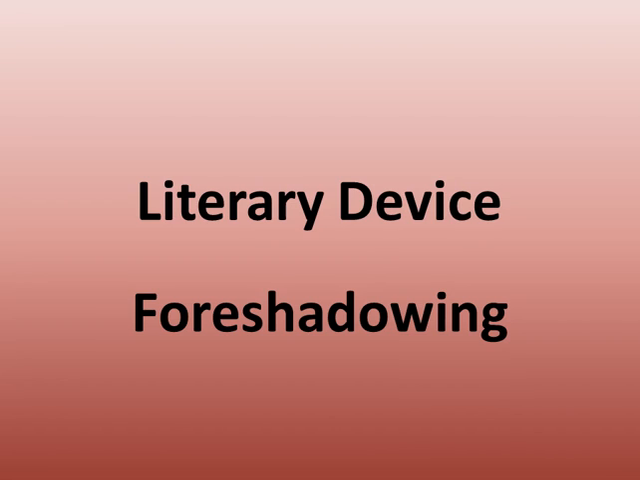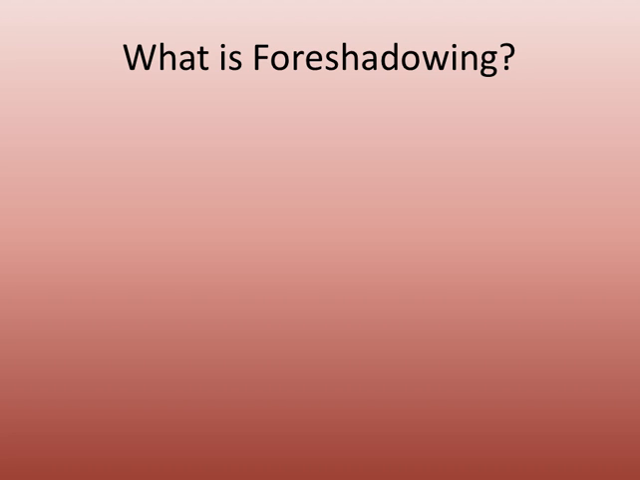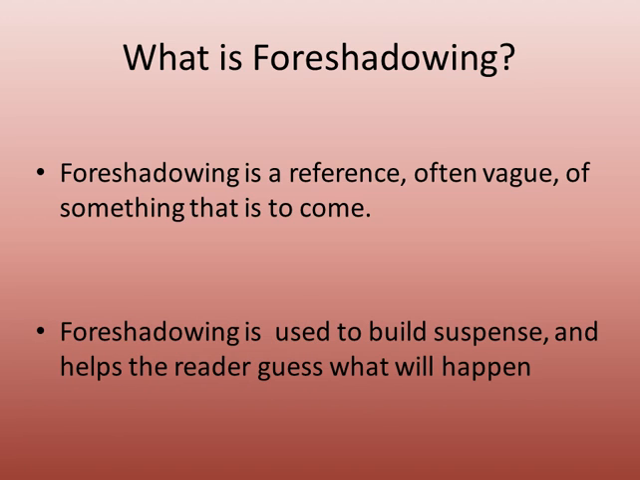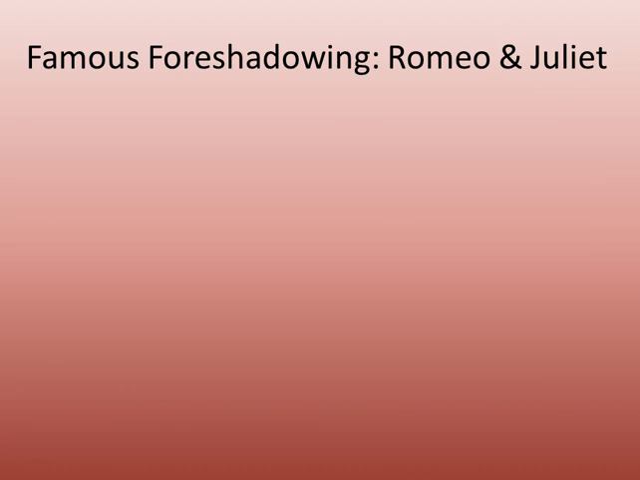Mr. Buffington talking about the literary device of foreshadowing today. Foreshadowing is making a reference. It's often a vague reference, but a reference to something that is to come later on in the story. Foreshadowing is used to build suspense, and it helps the reader to guess what might happen in the future. That's what foreshadowing is. Let's look at some examples from literature.